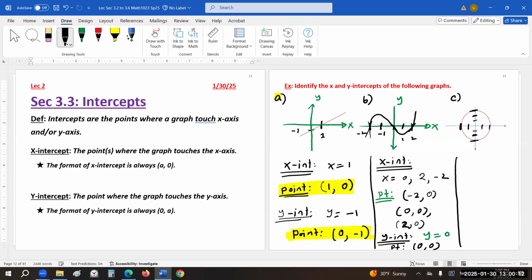Okay, let's see the next one. My next volunteer for C, x-intercept. Would you like to try it? 2, -2. Anything else? And how about the y-intercept? -3 and 3. Would you like to give me their points?